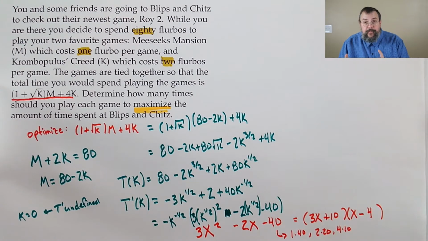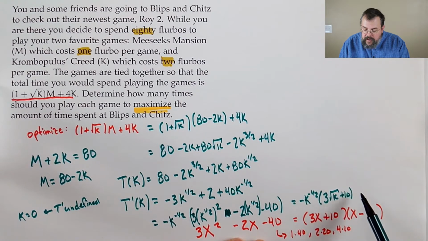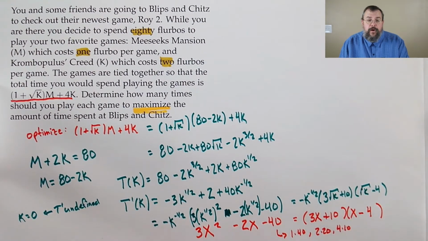Okay, let's check. 3x squared, that's good. Minus 12x plus 10x, good. Minus 2x and minus 40. Okay, good. So now let's see what that says about our derivative. It says, lo and behold, we have our minus k to the minus 1/2, and then we have 3 square root of k plus 10, and then we have square root of k minus 4. All right, so that's what we have.